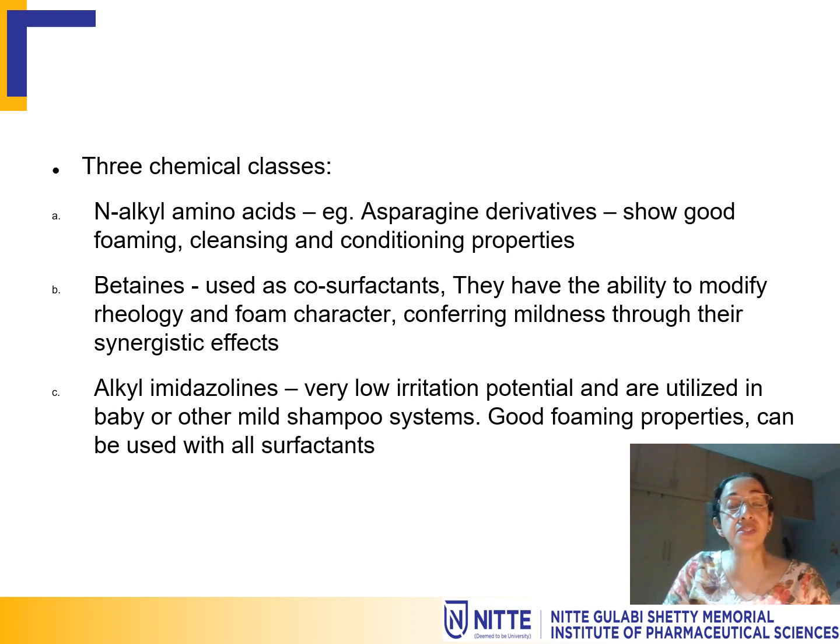There are three main classes of amphoteric surfactants that are often used in shampoos. You have the N-alkyl amino acids, which are the asparagine derivatives, which have good foaming, cleansing, and conditioning properties. Then we have the betaines, which are often used as co-surfactants. They have the ability to modify the rheology and foam characteristics of the shampoo. They also give mildness due to their synergistic effects. And then we have the alkyl imidazolines. These have very low irritation potential, and that is why they are often used in baby shampoos or other mild shampoo systems. They have good foaming properties and can be used with all kinds of surfactants.